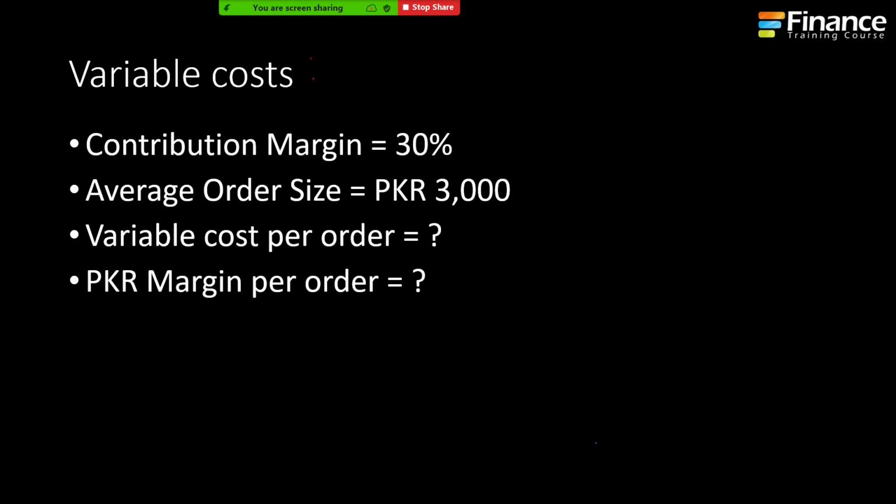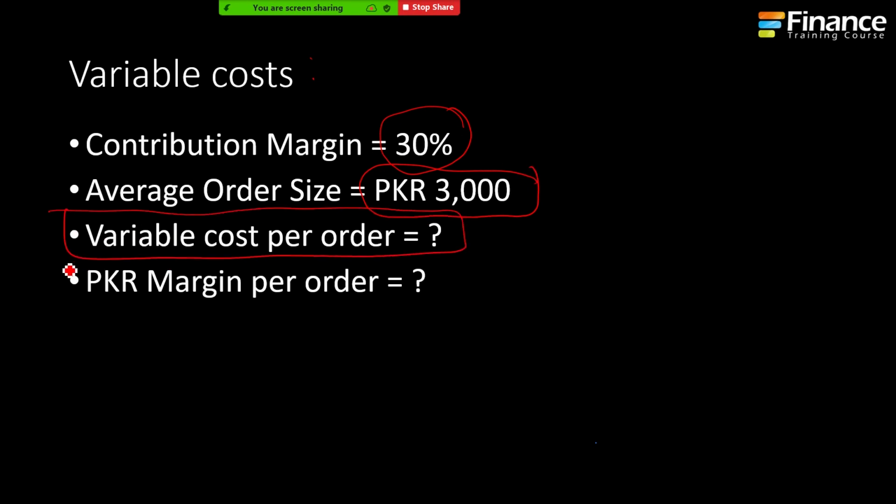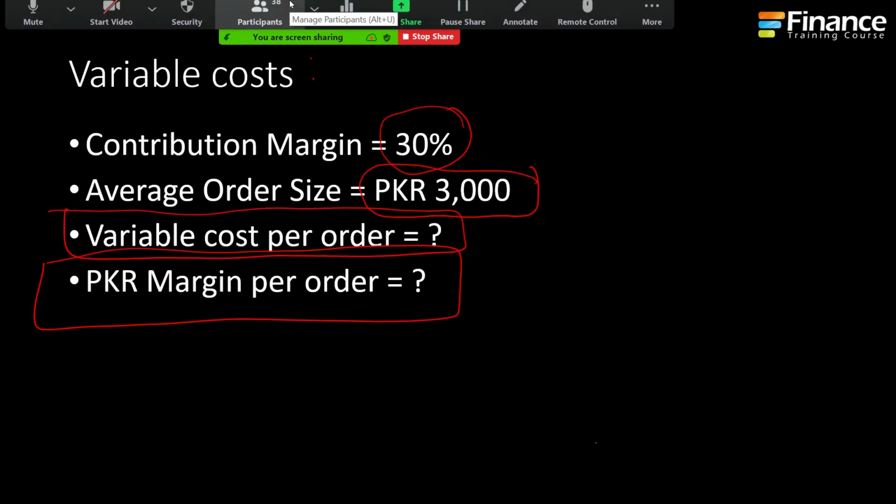So in Maya's case, let's say the contribution margin is 30% and the average order size is 3,000. What's the variable cost per order and what's the contribution margin per order in PKR? Now all you have to do is take your roll number and respond with it in the chat, and I will use the chat log for your attendance. It's 3:56 right now. You have till 3:58. Right or wrong doesn't matter. The answer matters.